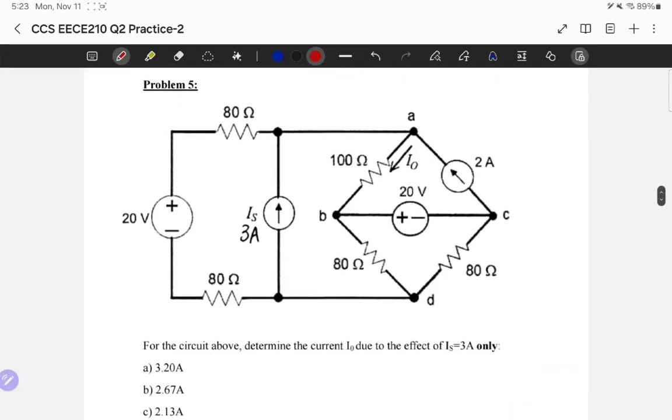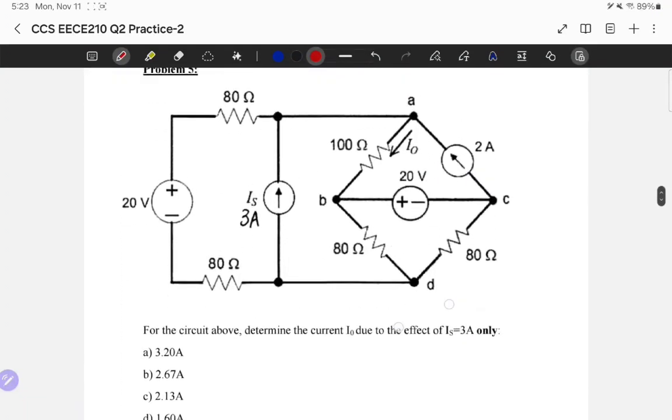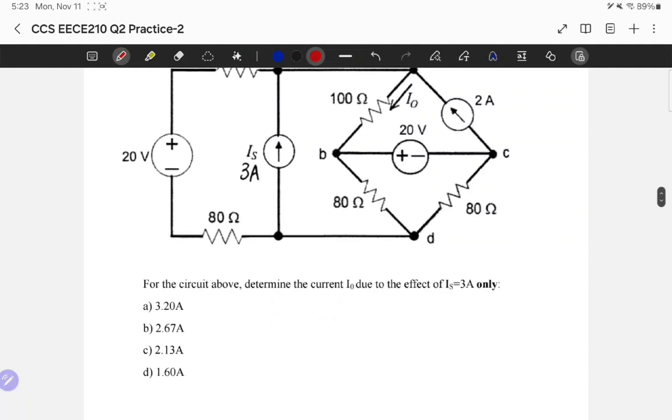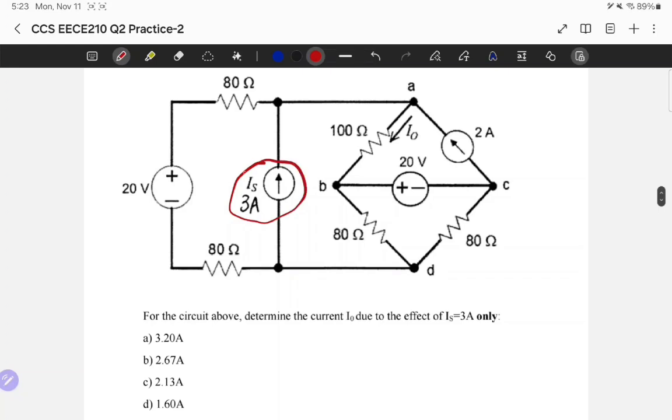Okay, so in problem 5, we have, for the circuit above, determine the current I0 due to the effect of IS equals 3 amperes only. This is an example of superposition. In superposition, we consider the effect of one source, deactivate the others, then deactivate that source and consider another source, and so on, and then all the answers are added up to find a total value. But here we're asked to determine the current I0 due to the effect of IS only.